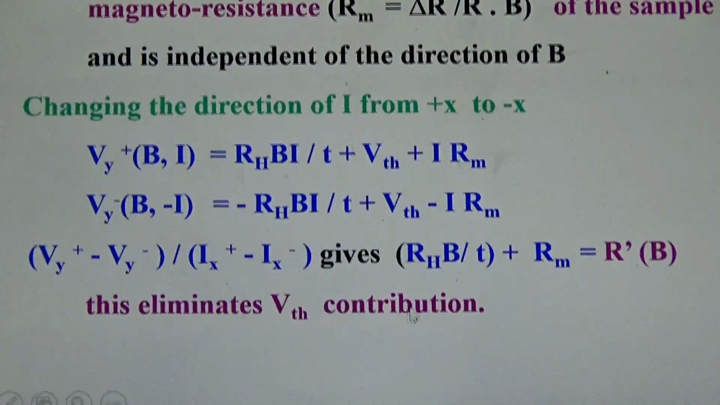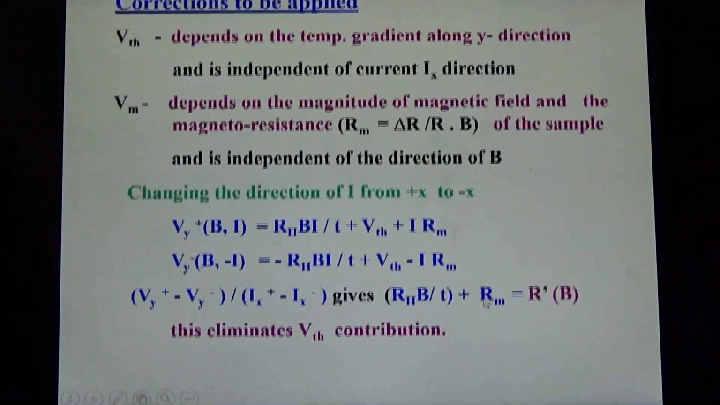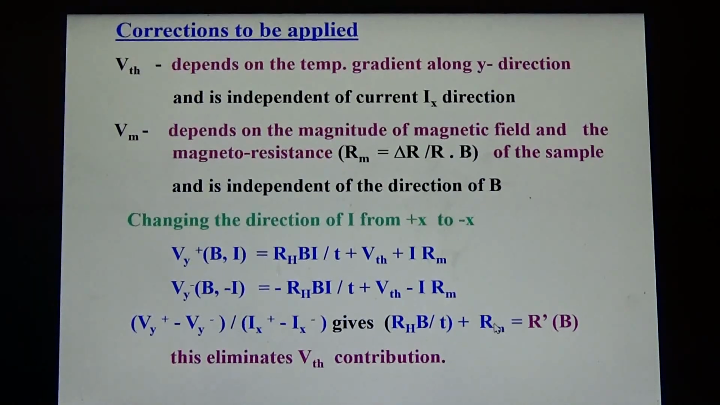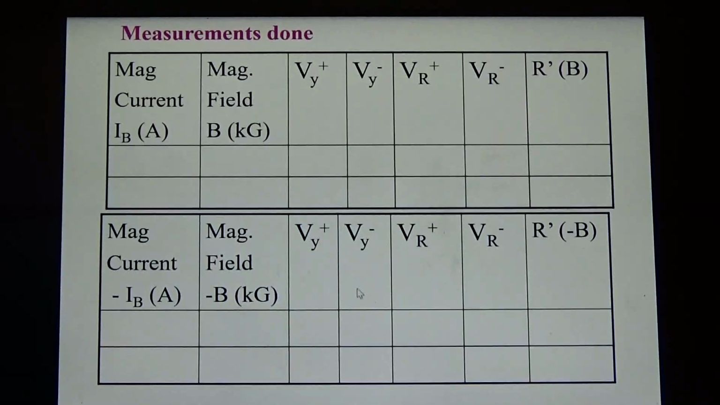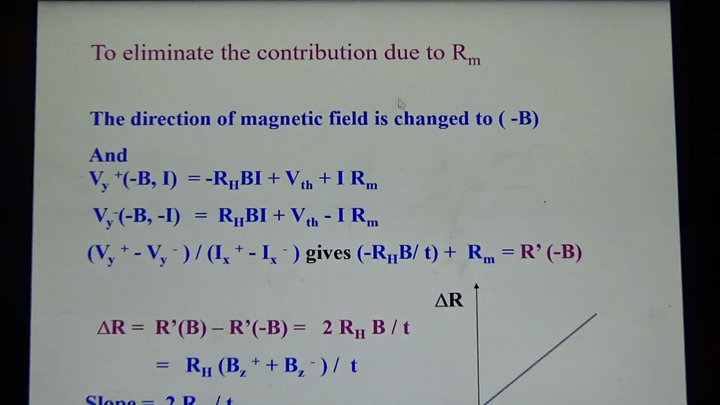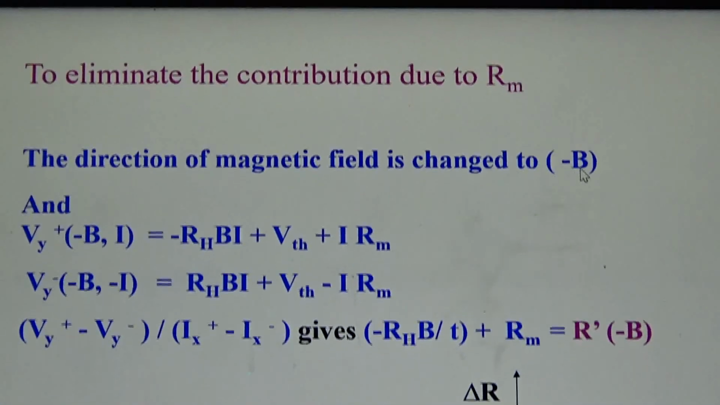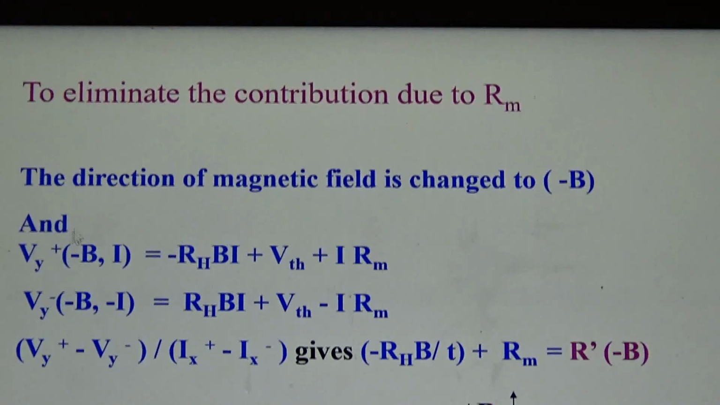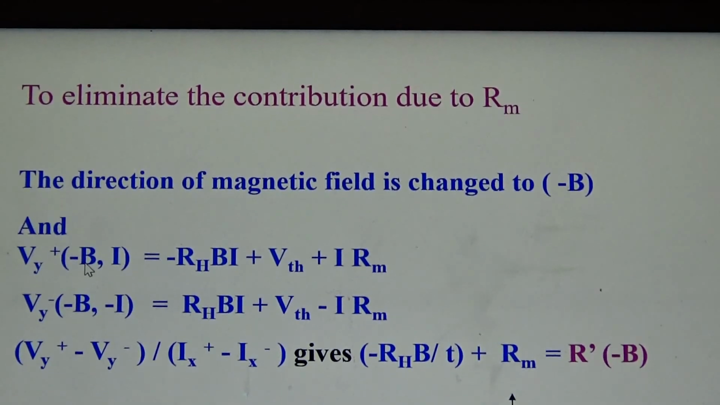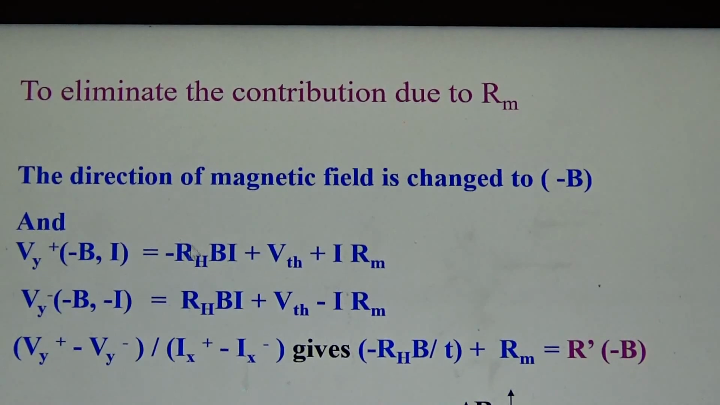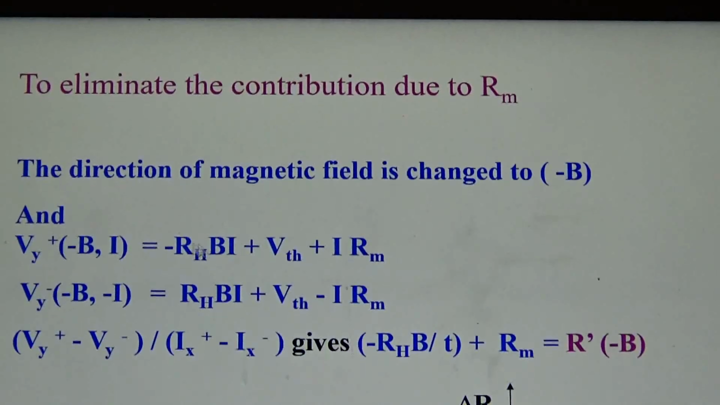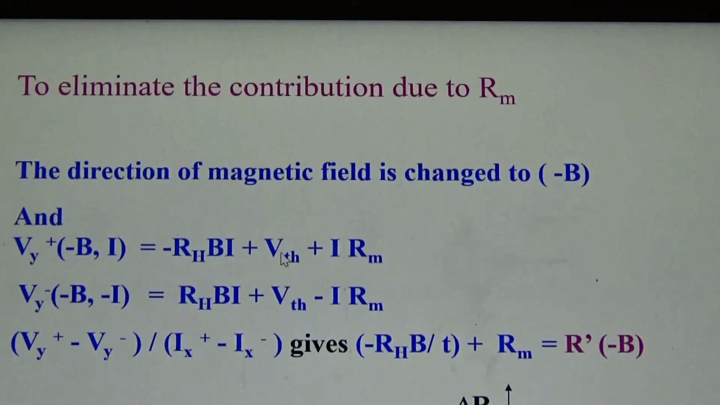So the next step is we need to eliminate the magnetoresistance contribution. So how do we go about that? What we can do now is change the direction of the magnetic field. So from plus B, if you change the direction of the magnetic field, you see that when B becomes minus B, the Hall voltage is now given by minus RH B I plus V thermal.